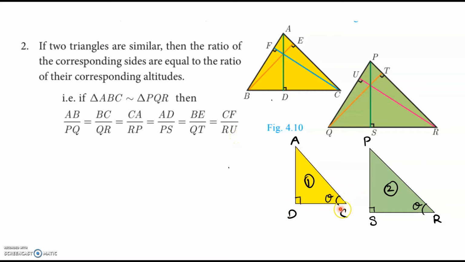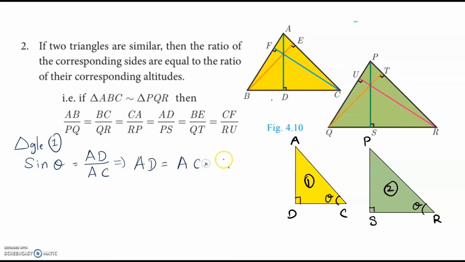Let's find sine theta for this triangle 1. I'm sure you're familiar with sine theta by now. So in triangle 1, sine theta will be equal to AD over AC, which is opposite side by hypotenuse. So I can now move this AC up and say AD is equal to AC into sine theta.